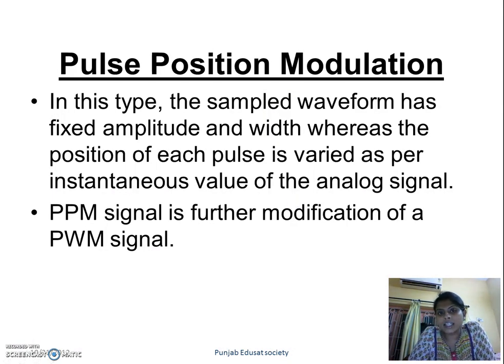The next one is pulse position modulation. In this type, the sampled waveform has fixed amplitude and width, whereas the position of each pulse is varied as per the instantaneous value of the analog signal. PPM signal is a further modified form of PWM signal.